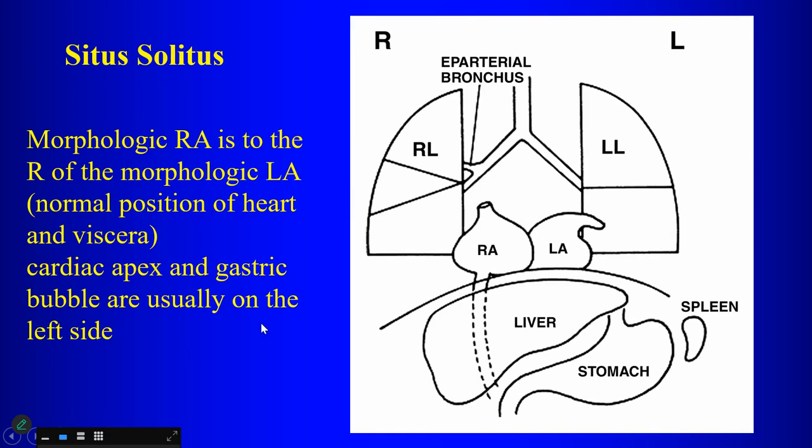So situs solitus, if we use the term situs solitus, well, we know this is normal, right? So what do we mean by that? We mean that the morphologic right atrium is to the right of the morphologic left atrium, and we have normal position of the heart and viscera. The cardiac apex and gastric bubble are usually on the left side, right? There's a quick way of looking at the chest radiograph. We identify that as normal. If the stomach or the apex is not where we expect it to be, then all of the bells go off that, gee, there's something wrong here, okay?